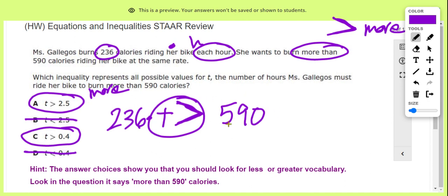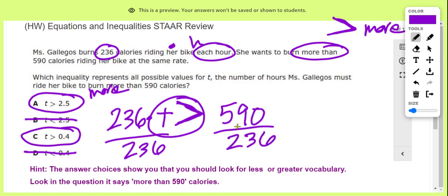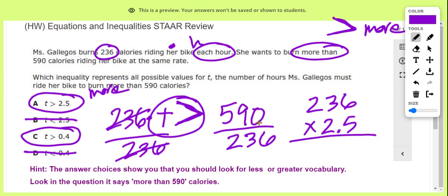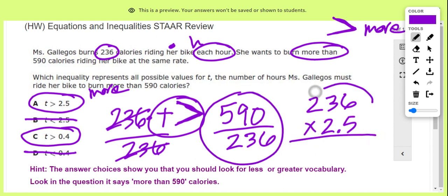So now we're going to do the opposite operation to solve. Divide both sides by 236. And if you're not comfortable with dividing, you could do 236 times one of these answers to see what it is. So divide or multiply and check.